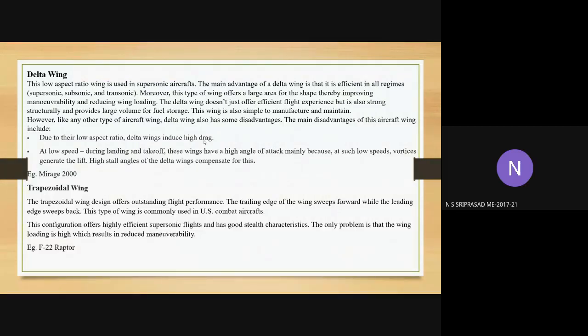So what happens is, when these planes usually land, they will come at a particular angle. So the high stall angles of the delta wing compensate for this. This particular plane doesn't have to be almost parallel to the ground like commercial planes. It can come at a particular angle because it has a high angle of attack.